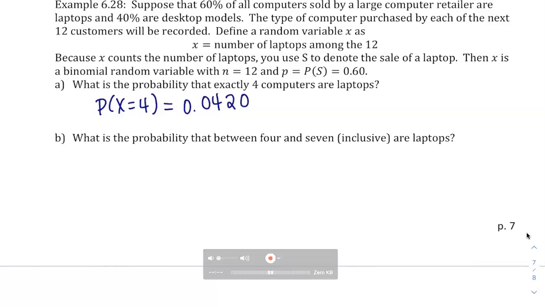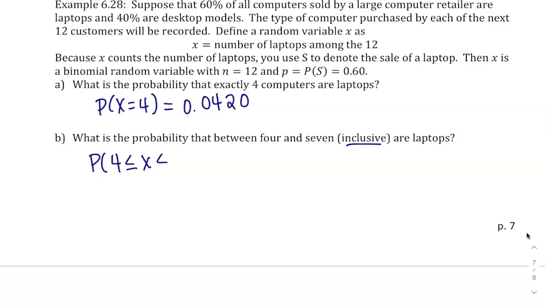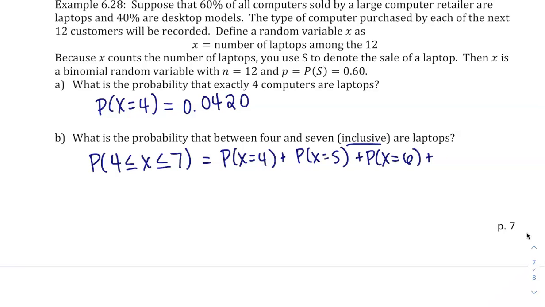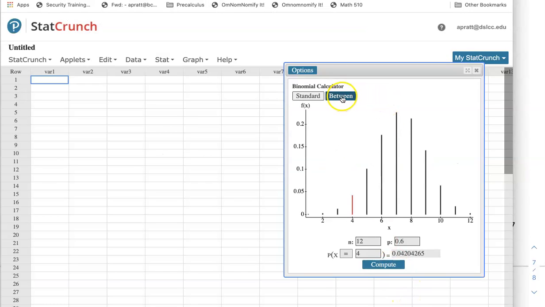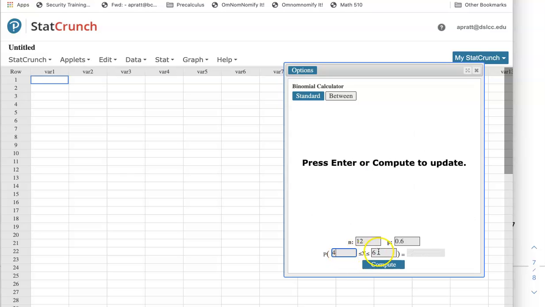Now, what's the probability that between 4 and 7 are laptops? We are doing the inclusive case, so that's going to be less than or equal to for both of these. Now, this is the probability that x equals 4, and the probability that x equals 5, 6, and 7. But since we're using technology, we don't have to do all 4 of those. So let's go over to StatCrunch, and we can choose the between. And so it's going to keep our 12 trials and our probability of success. And here you have the lower value and the upper value.